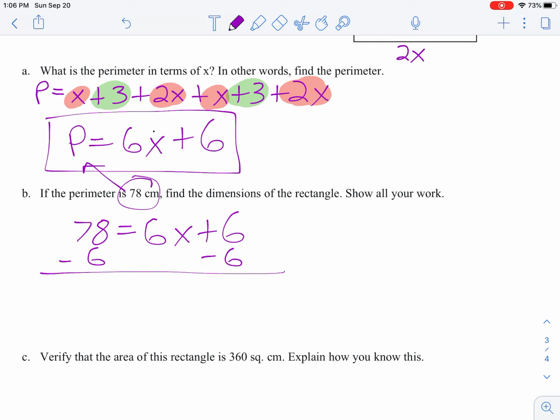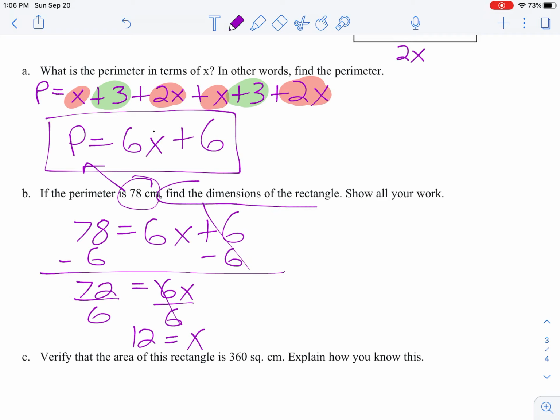So I'm going to solve this equation. I'm going to subtract 6 from both sides. 6x should equal 72. Divide by 6. And I will find that x is 12. I'm not going to circle it because that's not the answer to the question. The question is, find the dimensions of the rectangle.